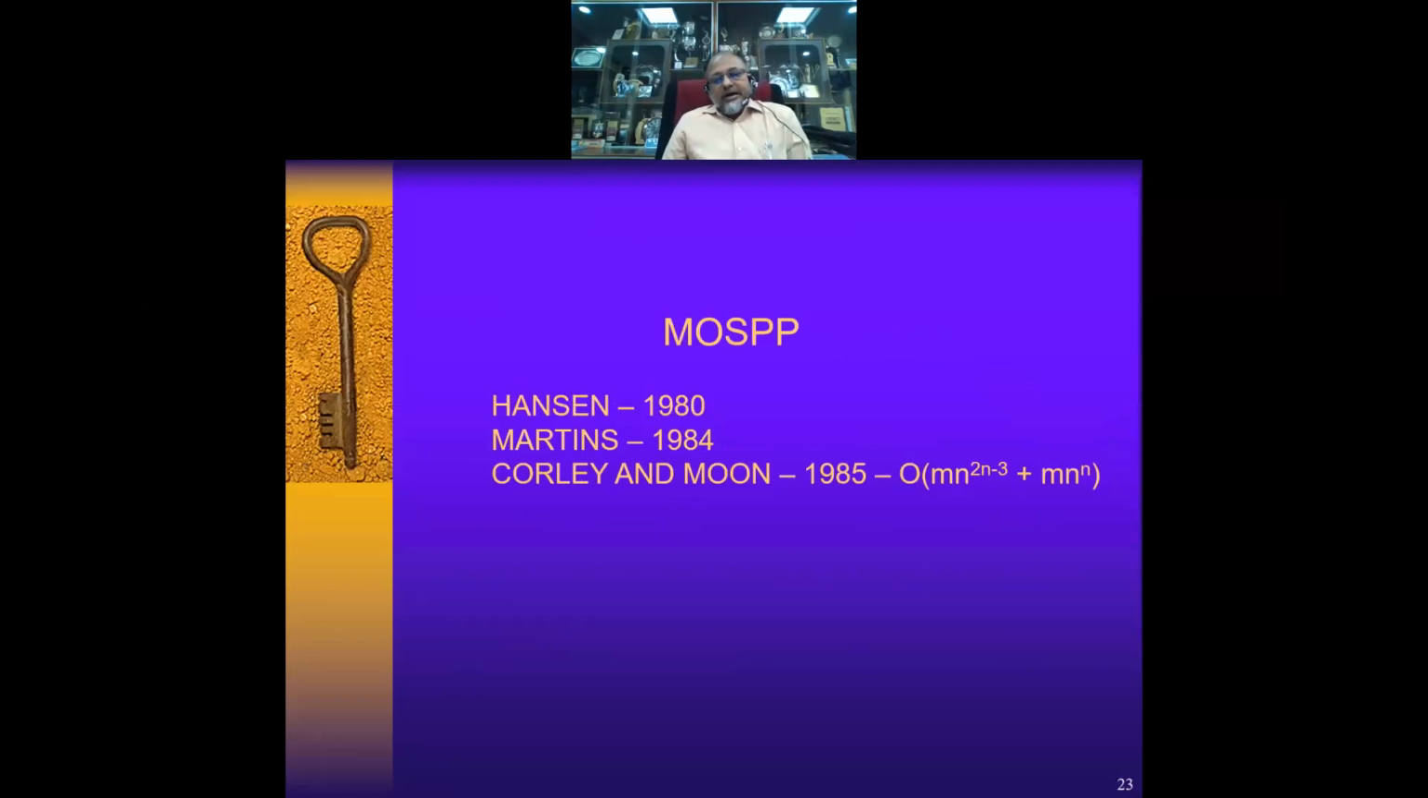Now, there are many algorithms available in the literature, and one such algorithm was developed in 1980 by Hansen, and in 1984 by Martins, and Corley and Moon, the famous mathematicians, developed an algorithm in 1985. See, the time complexity or computational complexity is order of mn^(2n-3) plus mn^n. What does it indicate? m is the number of objectives, n is the number of nodes.